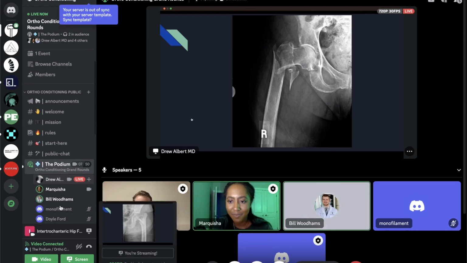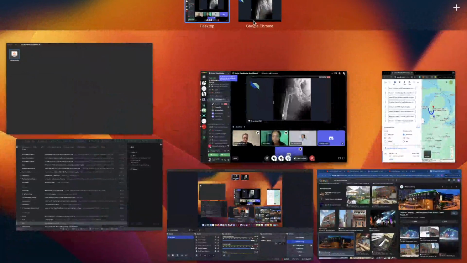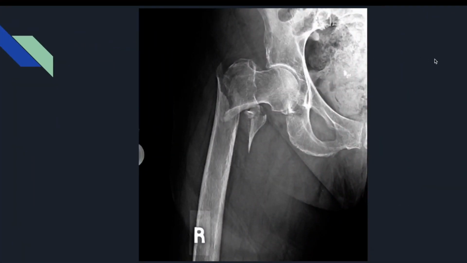Sure. So it's an AP pelvis of the right hip in a skeletally mature individual with an intertrochanteric fracture that's comminuted, that is likely unstable. Perfect. Did you say AP pelvis or AP hip? I said AP pelvis. So I should revise that to AP hip.